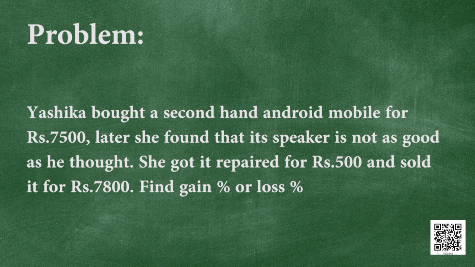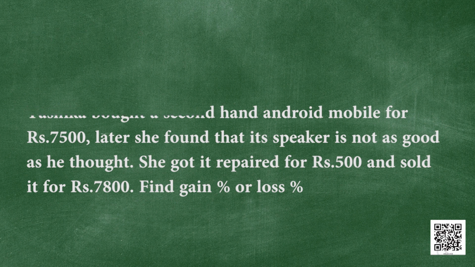The problem goes like this. Yashika bought a second hand Android mobile for rupees 7500. Later, she found that its speaker is not as good as she thought. She got it repaired for rupees 500 and sold it for rupees 7800. Find gain percent or loss percent. Students, now let's look at the solution.